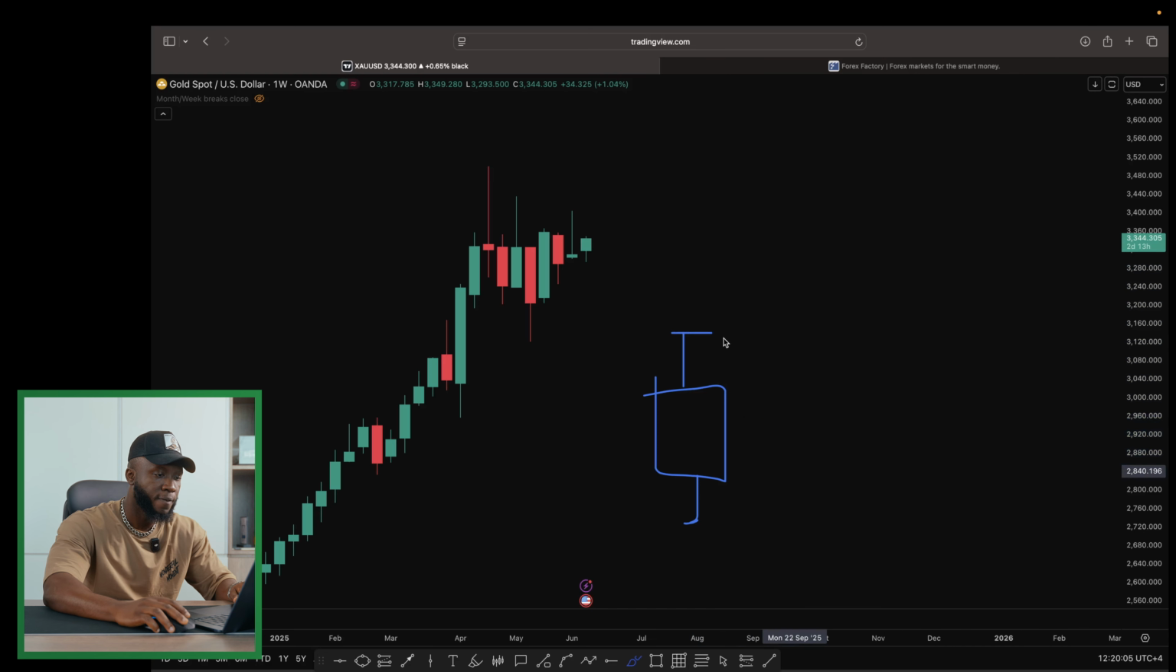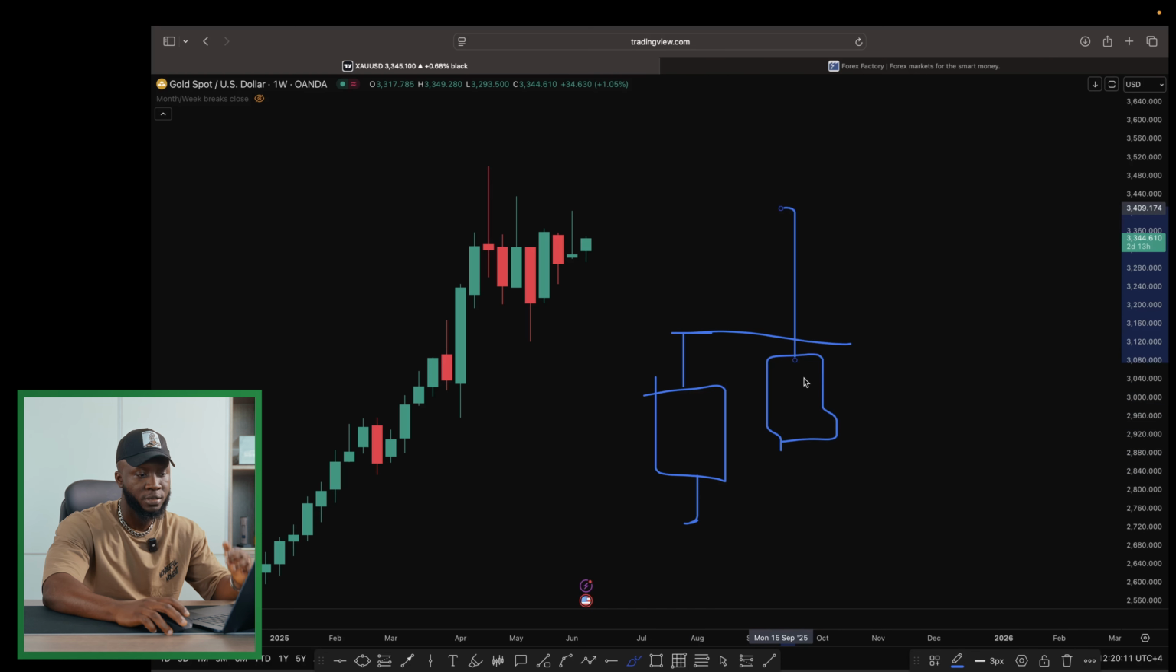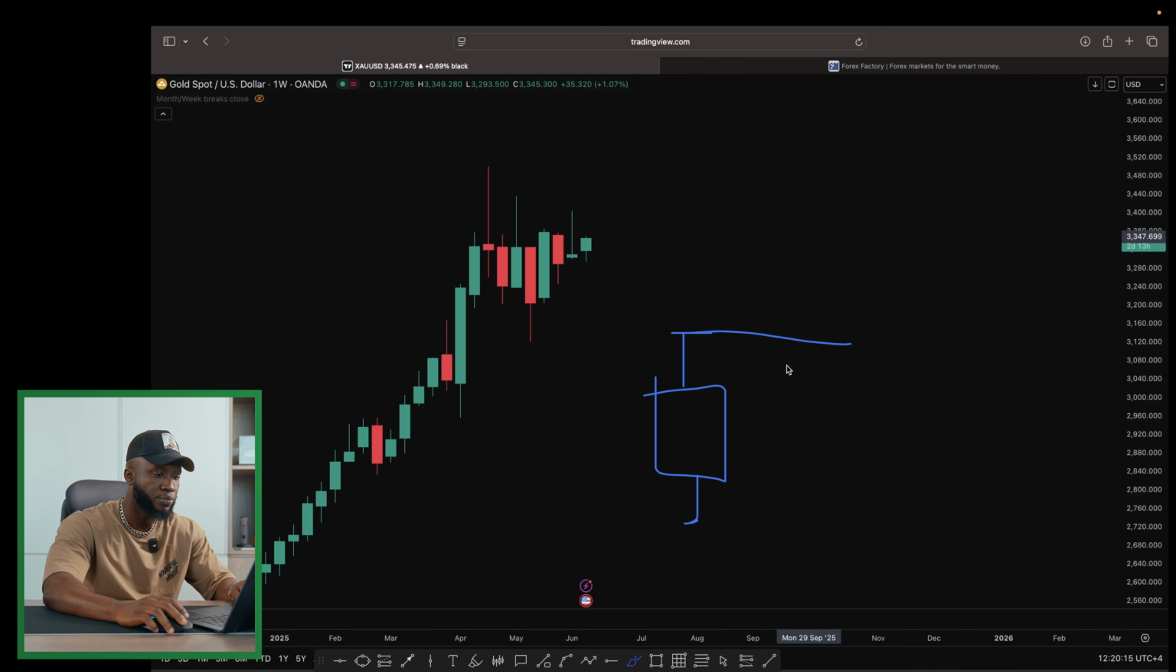So if we have the body closing below right here with the wick piercing through, this is not a break, this is just a rejection right here. So we want a full break, a full candle close above this level. That is when we can term this as a break of structure.